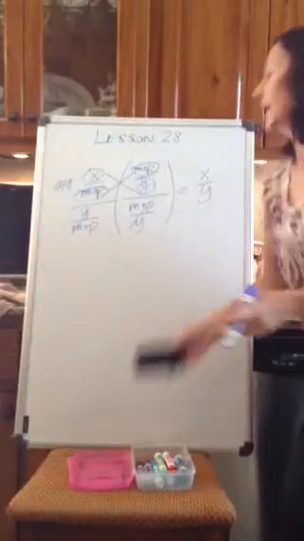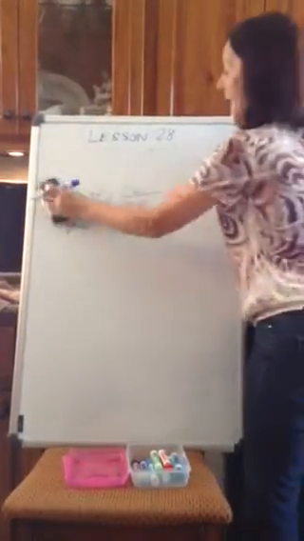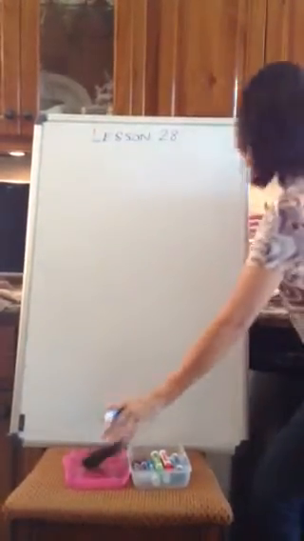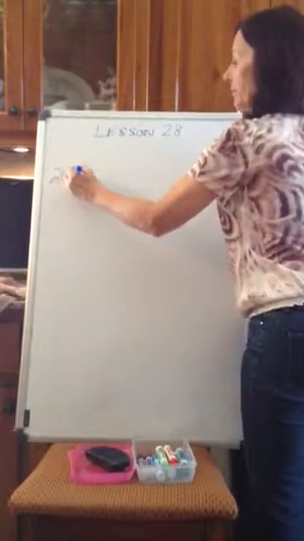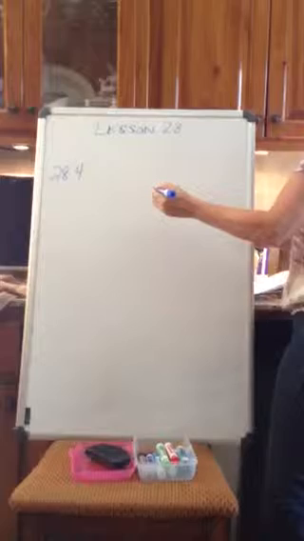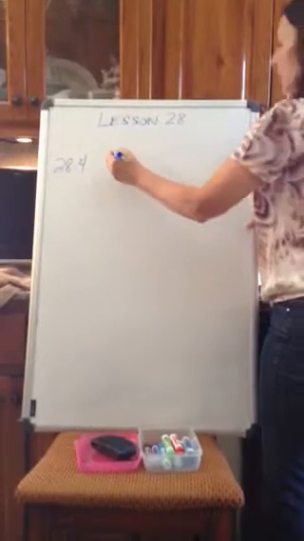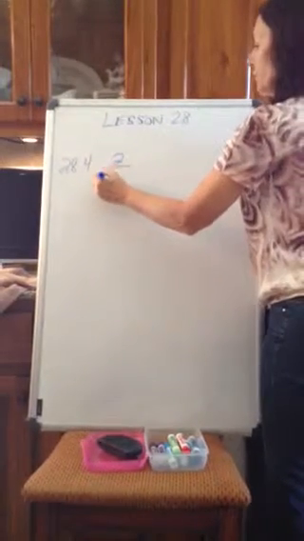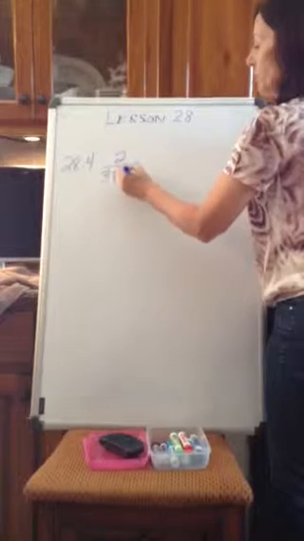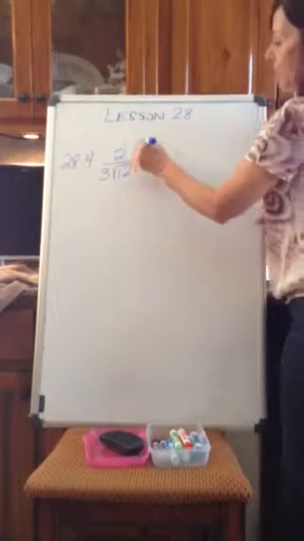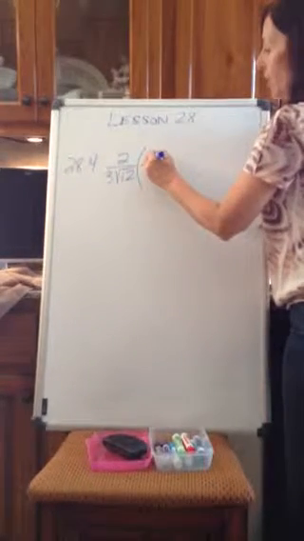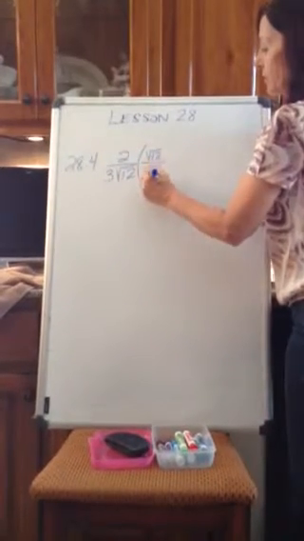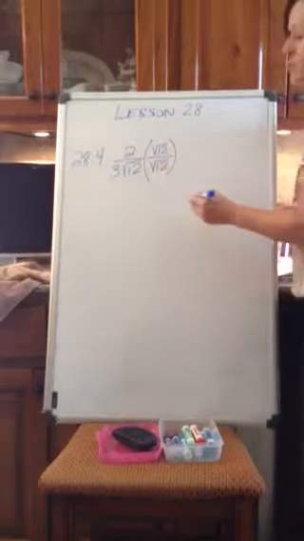The second part of the lesson is eliminating radicals. When you have a radical in the denominator, like example problem 28.4, which has 2 over 3 times the square root of 12, to eliminate a radical, you simply multiply by that radical over itself. So we'll multiply by the square root of 12 over the square root of 12.